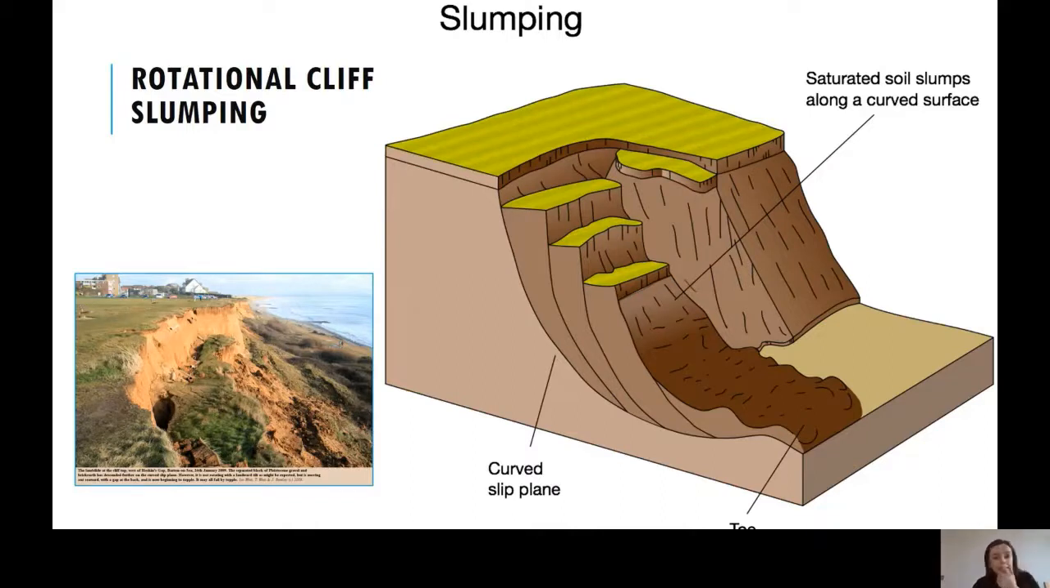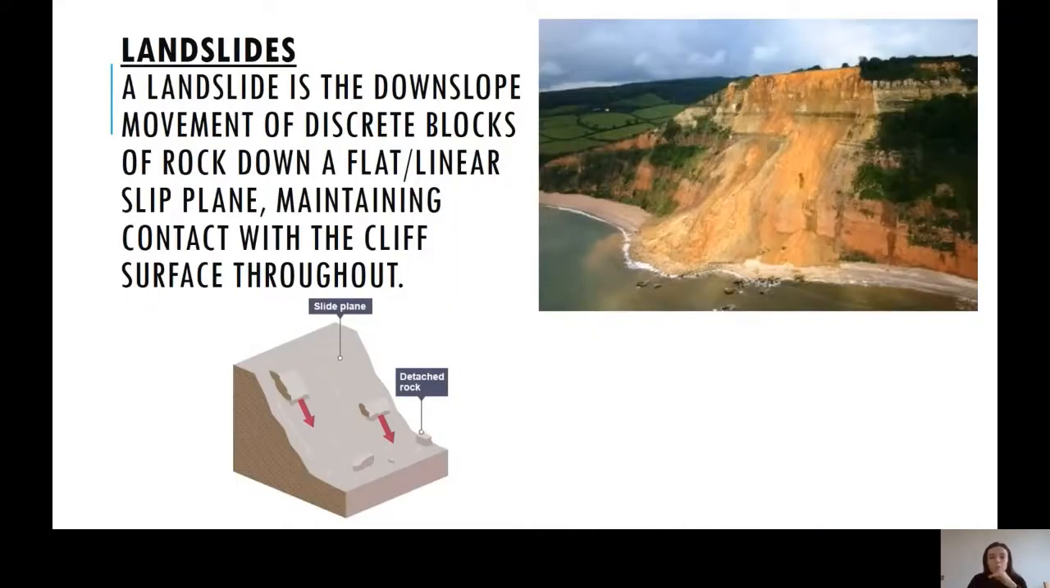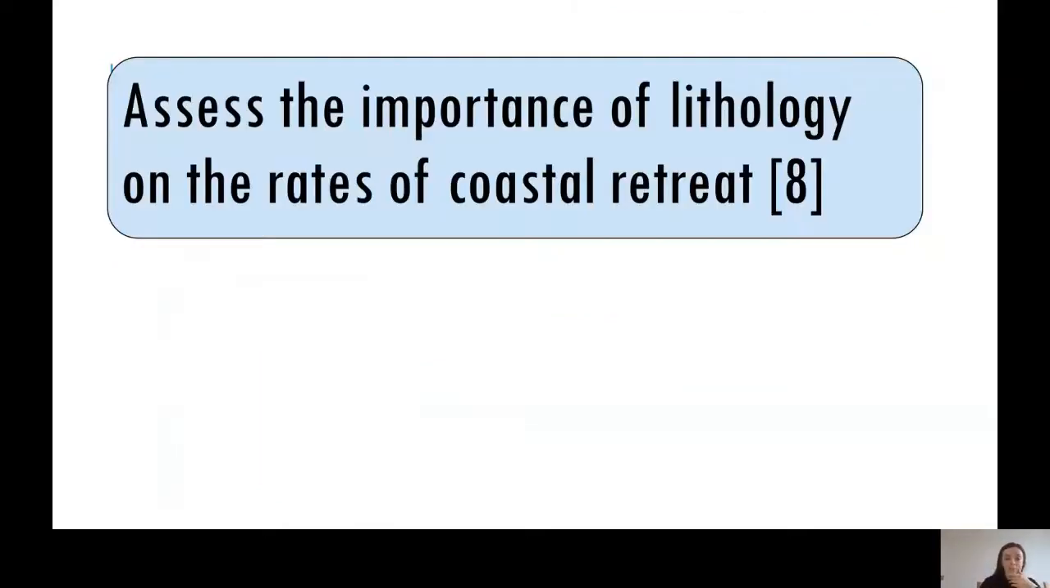You can also have a landslide, which is a mode of mass movement, and here you can see there's no structure to the rocks that's been weathered and slid down the landslide. Okay. And this usually happens down a quite flat or linear slip plane.